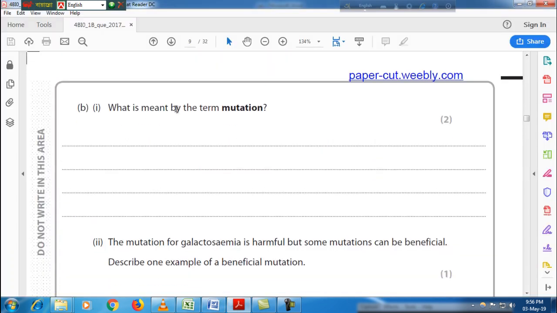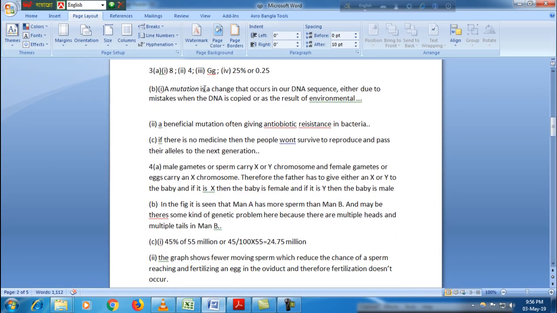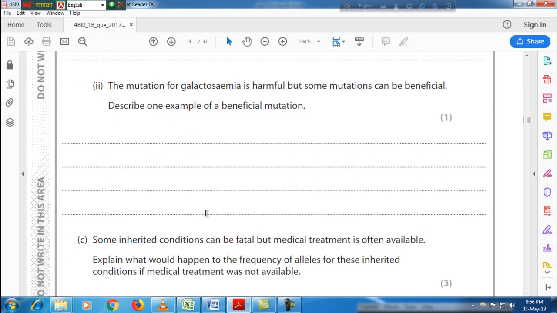Question number 3b1. What is meant by the term mutation? A mutation is a change that occurs in our DNA sequence either due to mistakes when the DNA is copied or as a result of environmental factors.